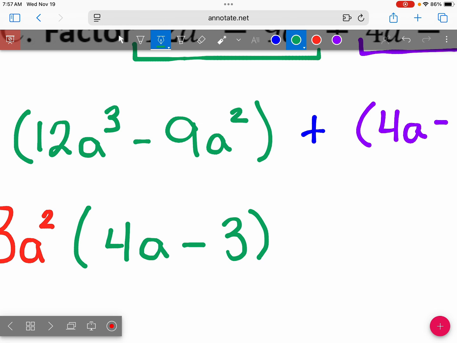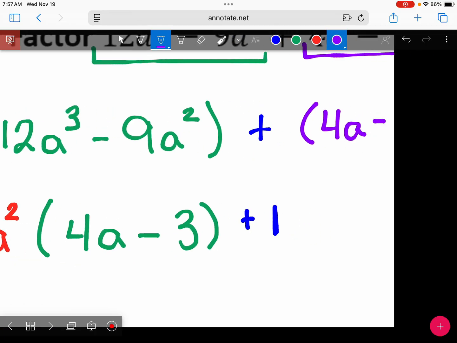So we looked at this first factor. What is the greatest common factor of 4a minus 3? 1. Again, they don't have any other factors in common. They're allowed to do that. So our greatest common factor here is going to be that 1.